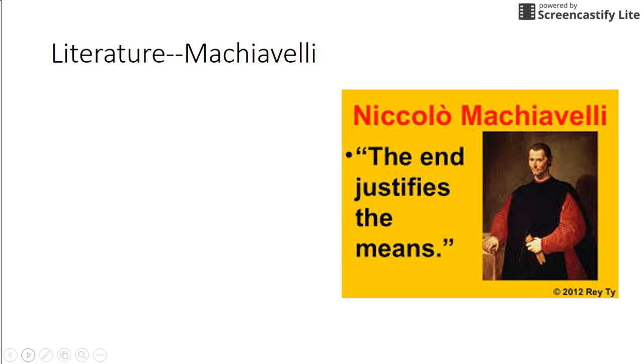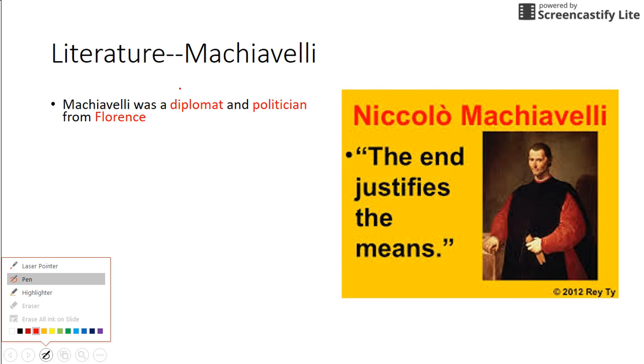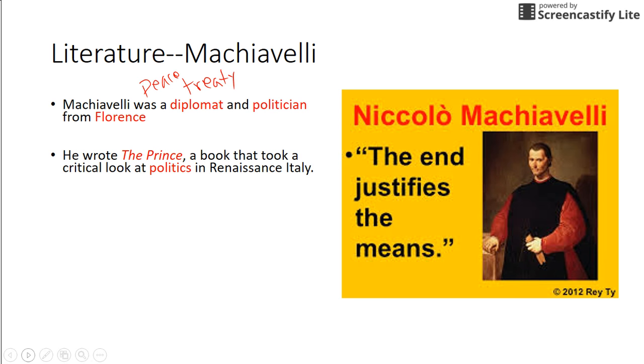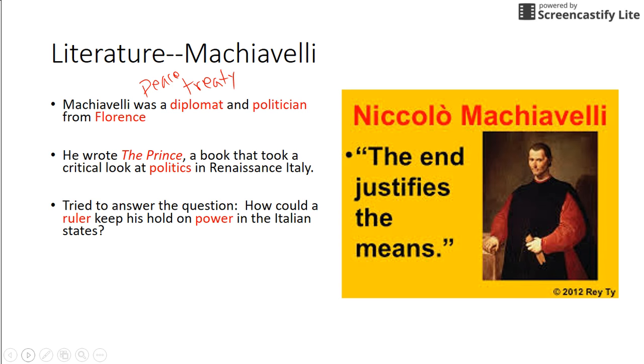Now let's look at a couple of famous humanists in literature. Machiavelli is the author. Well, first of all, he was a diplomat. A diplomat is a government position where they work on treaties, peace treaties, making sure that countries aren't fighting each other. And he lived in Florence. As a politician, he wrote a book called The Prince. This book took a critical look at politics in Renaissance Italy. And he wanted to answer a question: how could a ruler keep his hold on power in the Italian states?